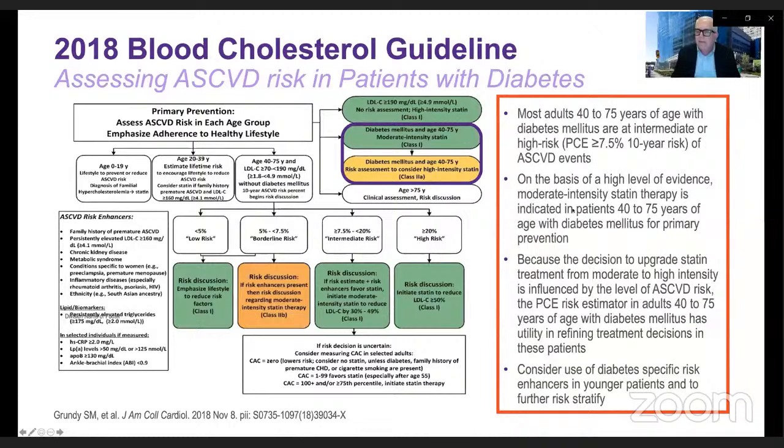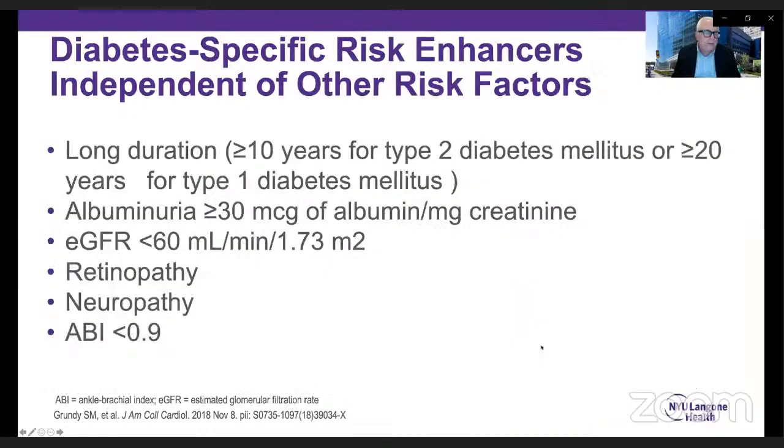And again, moderate intensity statin is reasonable, but if they have additional risk factors, then using high intensity statin is certainly not unreasonable. And in some cases, adding on additional non-statin therapy, such as perhaps ezetimibe, only because of the data that we have seen from the IMPROVE-IT study, which I'll get to in a little bit.